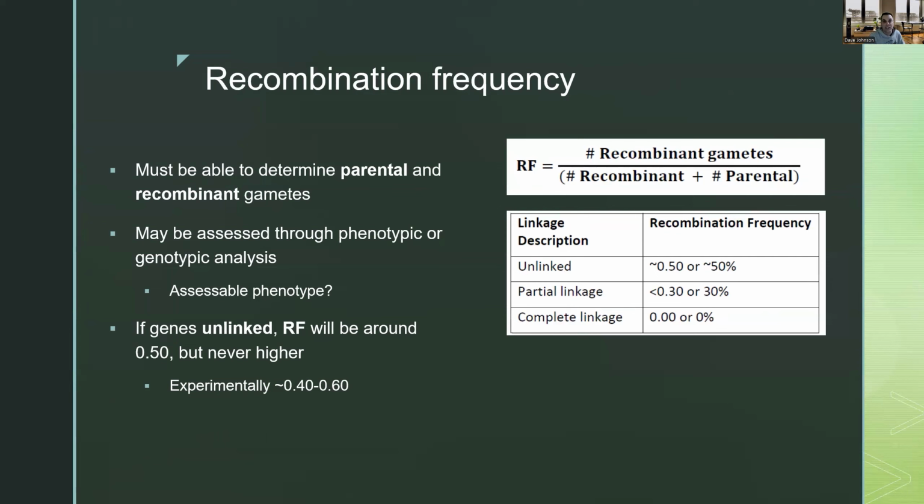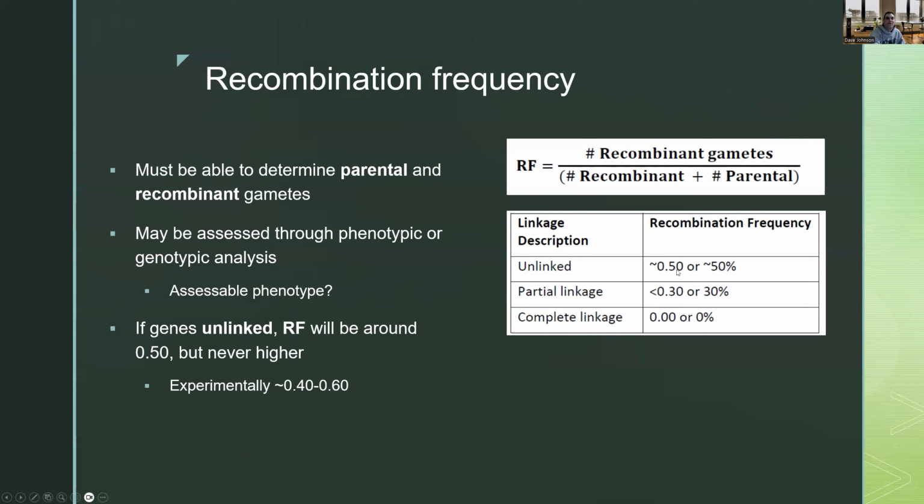Anytime you have genes that are non-syntenic, as in not on the same chromosome, they're going to have a recombination frequency of 0.5. Now, we use this to say approximately 0.5. Again, real numbers are never perfect. You might get 0.4888.